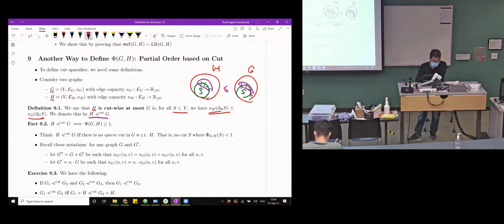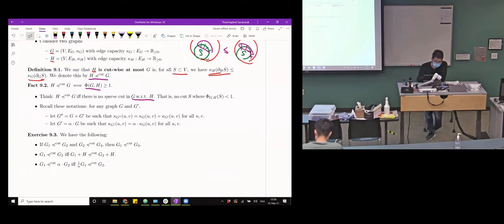And you can see that really just by definition, it means that if H is less than G, then the H expansion of G is at least 1. This is really just by definition. The way to think about this is, again, that we say H is less than G if there is no sparse cut in G with respect to H.